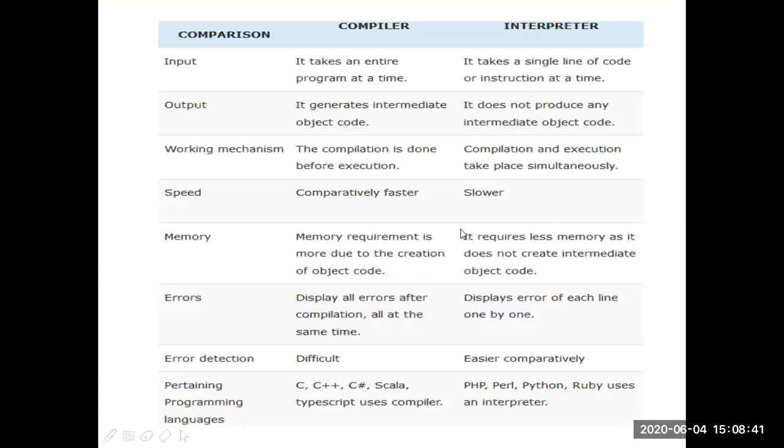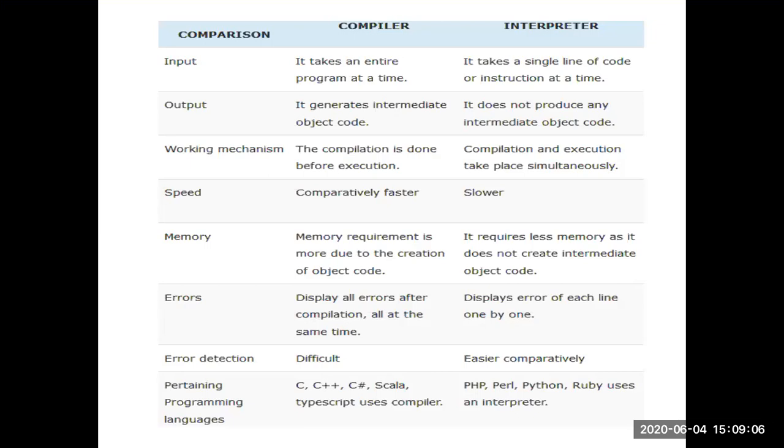Now, when we come to this one, some important differences between compiler and interpreter when we compare those things. The main difference is first input. From the input point of view, compiler will take entire program as an input. For conversion, compiler will take entire program at a time as an input. When we come to interpreter, it will take single line at a time as an input for conversion.